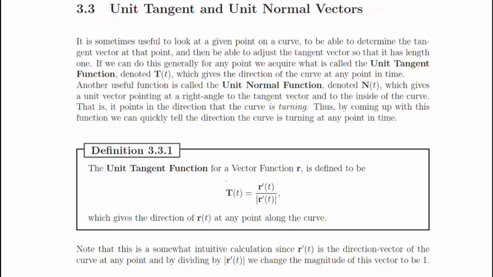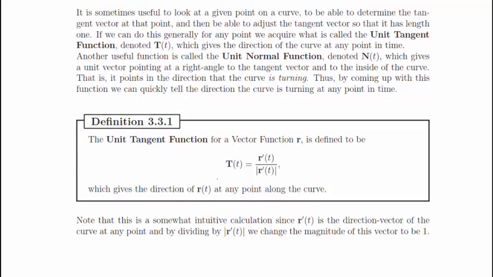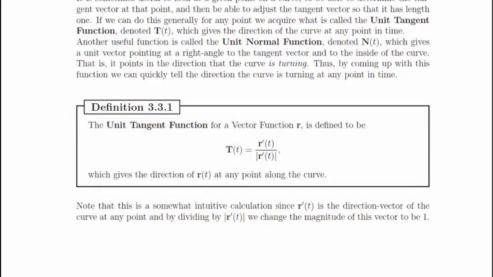Another useful function is called the unit normal function, denoted capital N of t, which gives a unit vector pointing at a right angle to the tangent vector and to the inside of the curve. That is, it points in the direction that the curve is turning. Thus, by coming up with this function, we can quickly tell the direction the curve is turning at any point in time. So the unit tangent function, by definition 3.3.1, for a vector function r is defined to be capital T of t equals r prime of t over the magnitude of r prime of t.